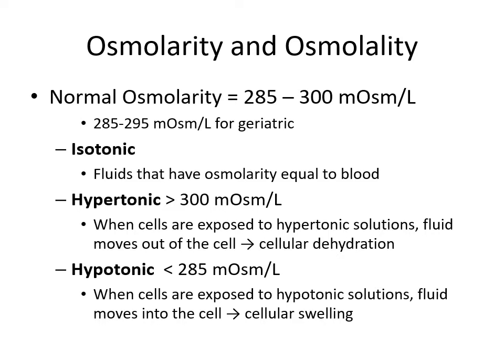A hypertonic solution is greater than 300 milliosmoles per liter. And so when cells are exposed to a hypertonic solution, fluid will move out of the cell, resulting in the cellular dehydration, right? The cell will shrivel. And hypotonic is less than 285 milliosmoles per liter. And when cells are exposed to a hypotonic solution, fluids will move into the cell, causing swelling.